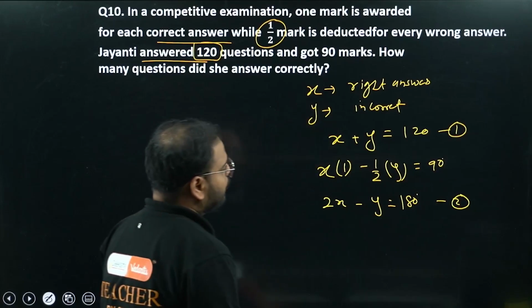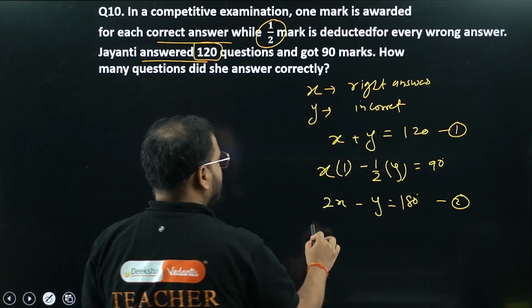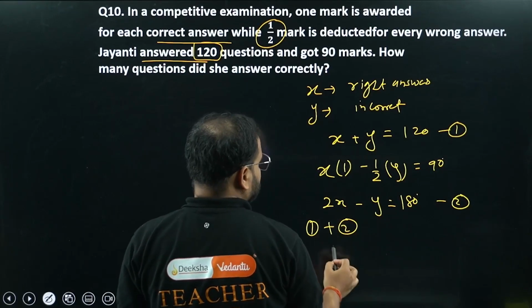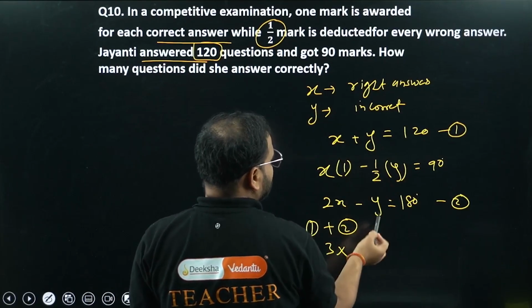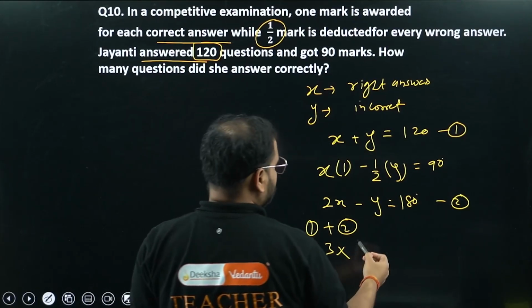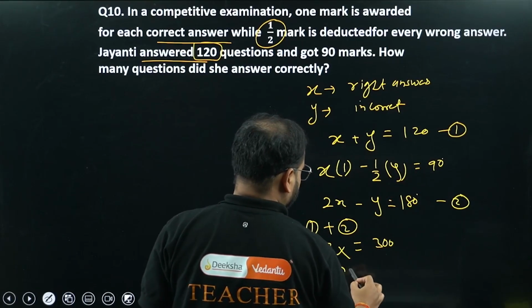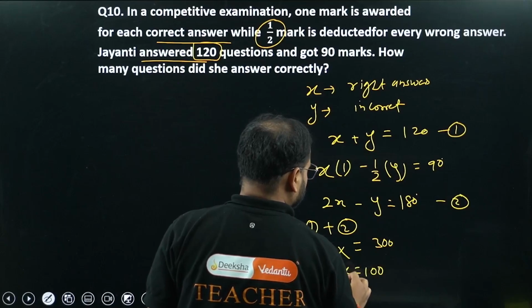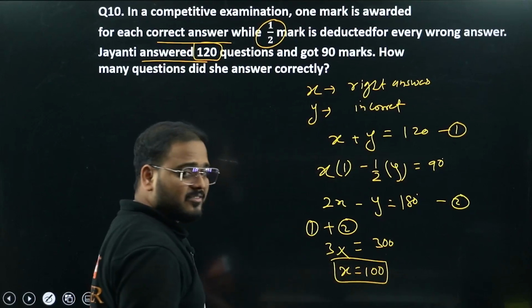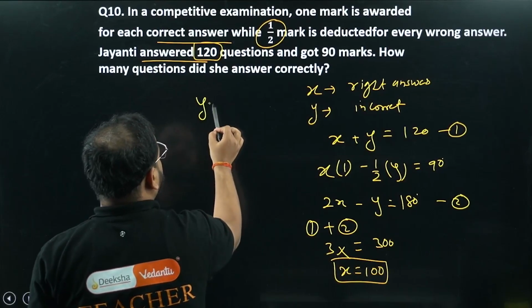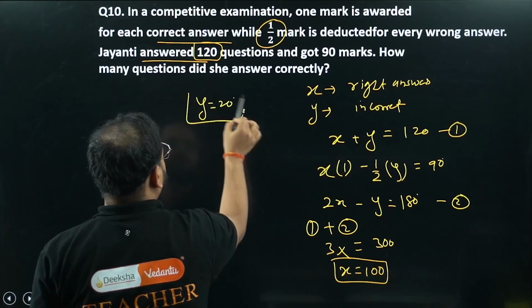Now do one thing, add equation 1 and 2. X plus 2x, 3x, plus y minus y, 0, equals 180 plus 120, 300. X equals what? 100. Means C got X number of questions, which is 100 questions, right? What is Y? Y is 20 questions.